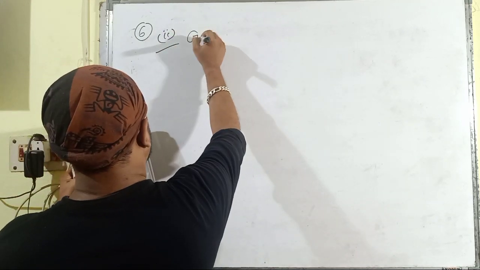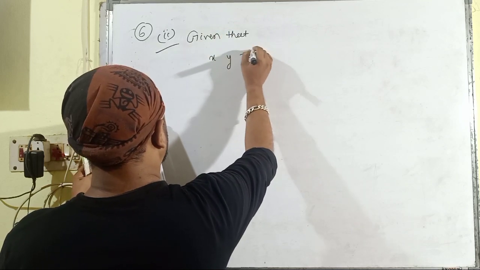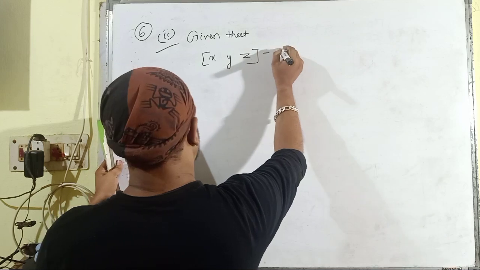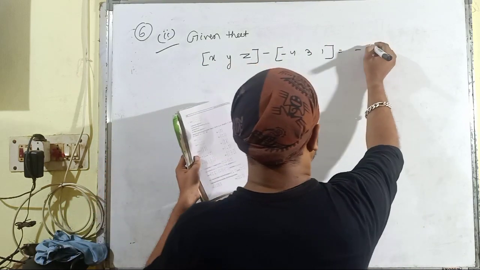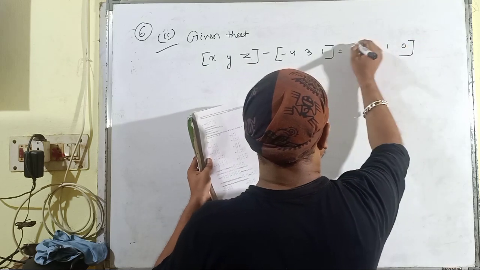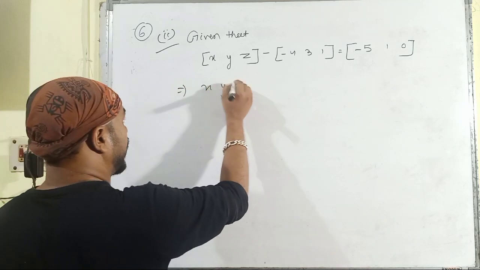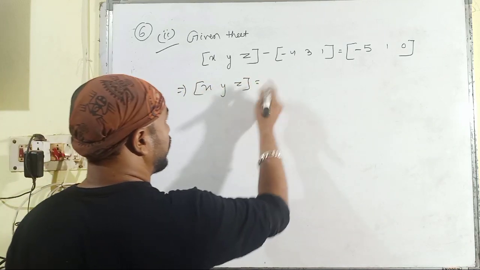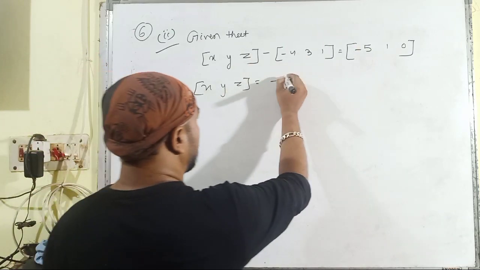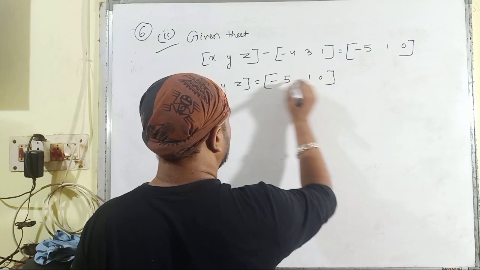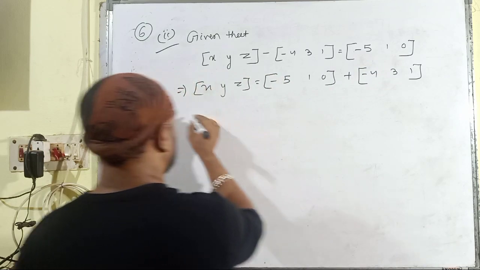Given that [x, y, z] plus [minus 4, 3, 1] is equal to [minus 5, 1, 0]. Okay. X, y, z will be equal to, the left hand side matrix will be shifted towards the right hand side, minus 5 1 0 plus minus 4 3 1.